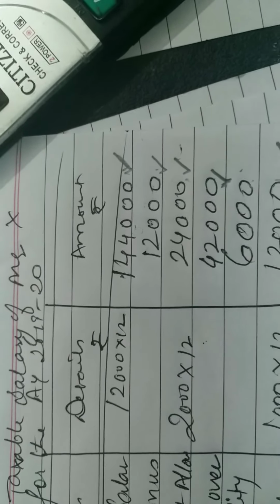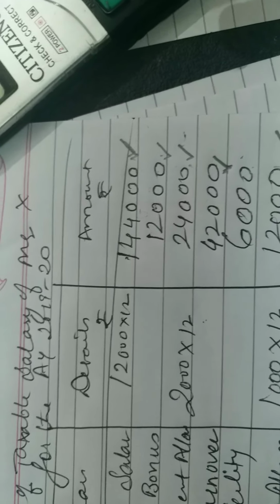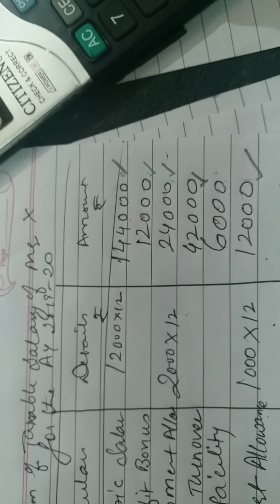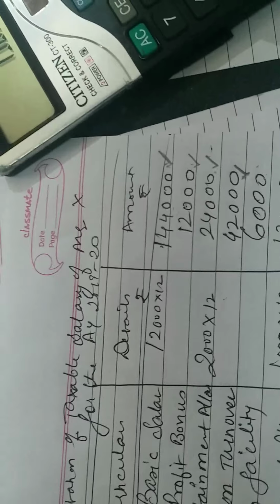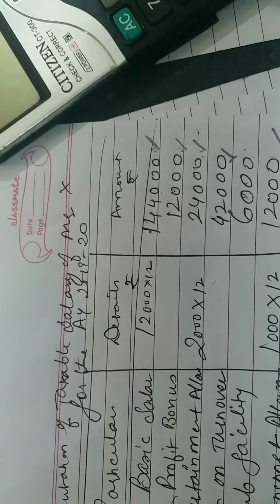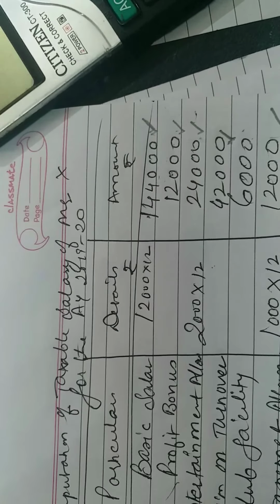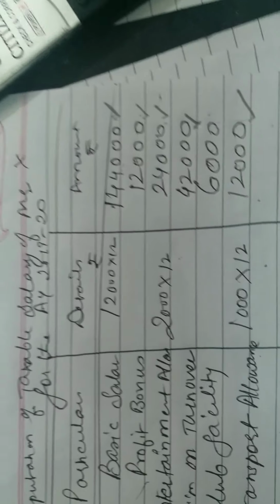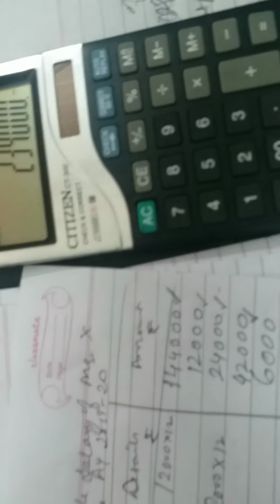Now we do the totals. So this is 1,44,000. I need to have time. 1,44,000 plus 12,000, doing it on the calculator side by side, plus 24,000 plus 42,000 plus 12,000. So this figure is coming out to be 2,34,000. So let me put it over here.